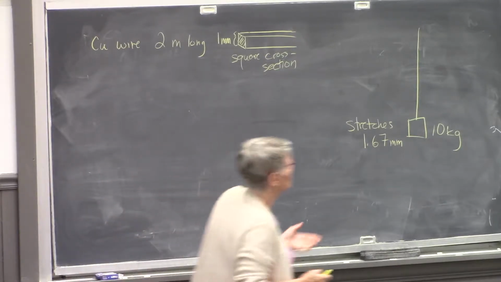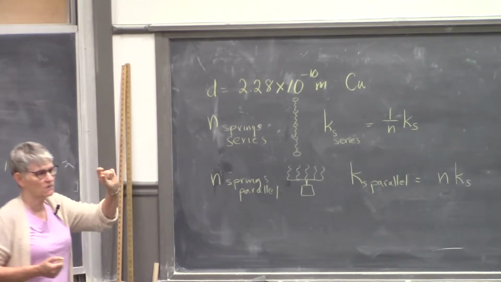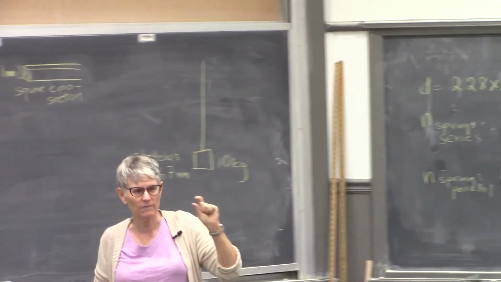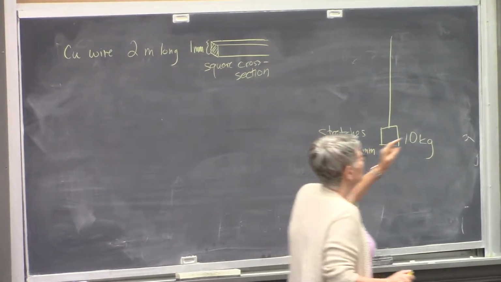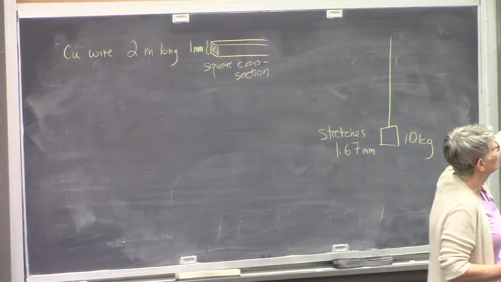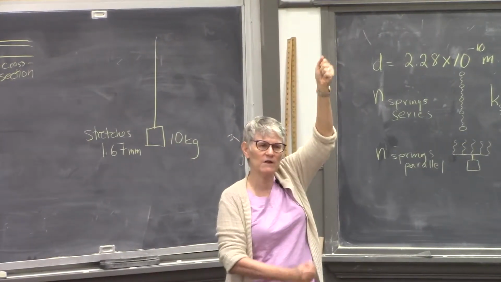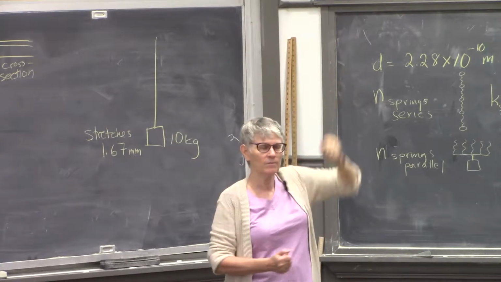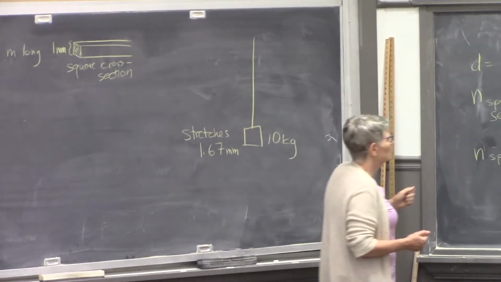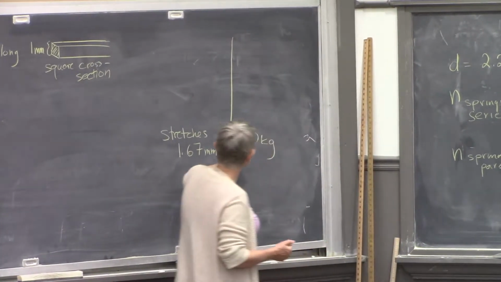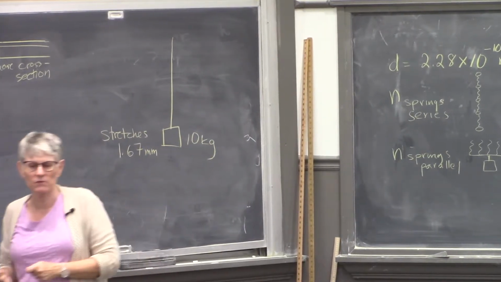So what we want to be able to do is use these relationships to figure out the stiffness of one of these little interatomic springs. And to do that, we've got to figure out in this wire of square cross section how many springs we have in parallel, and then along the length of it how many springs we've got in series. And then we can use that with the spring stiffness of the wire as a whole modeled as a spring to get the stiffness of one of those little interatomic springs.